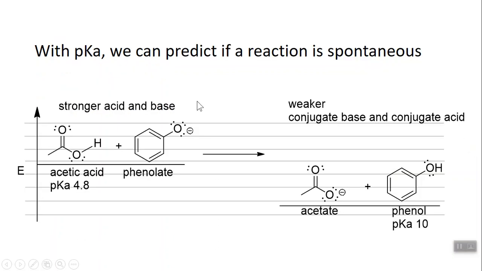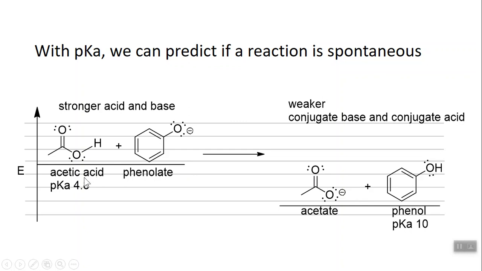Okay, so we can use pKa for a couple of things. One is to tell if a reaction is going to be spontaneous. And spontaneous means a couple of things. It means that it just happens. It releases energy. It means that the reactants are higher in energy than the products.